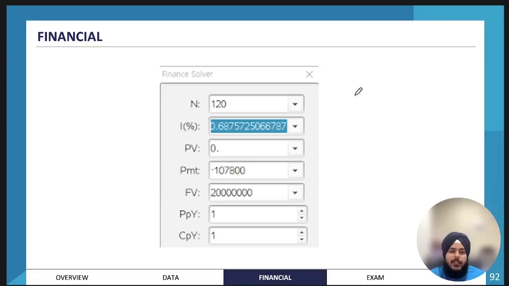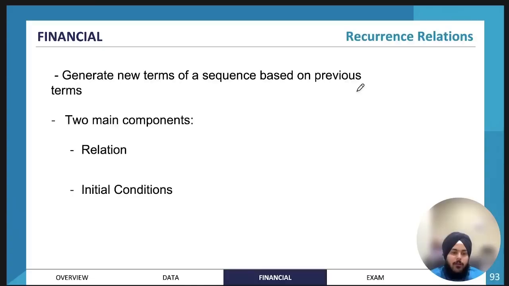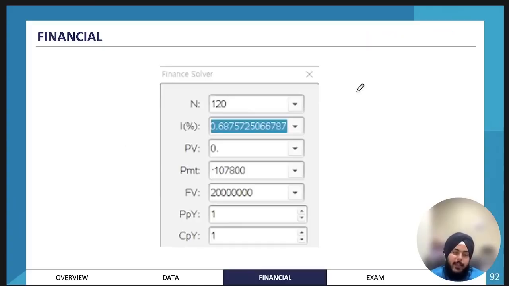And then the PPY and the CPY are just the number of compounding periods in a year. So how many times the interest is compounded, which is CPY, and how many times the principal is compounded in a year, which will usually always be the same.